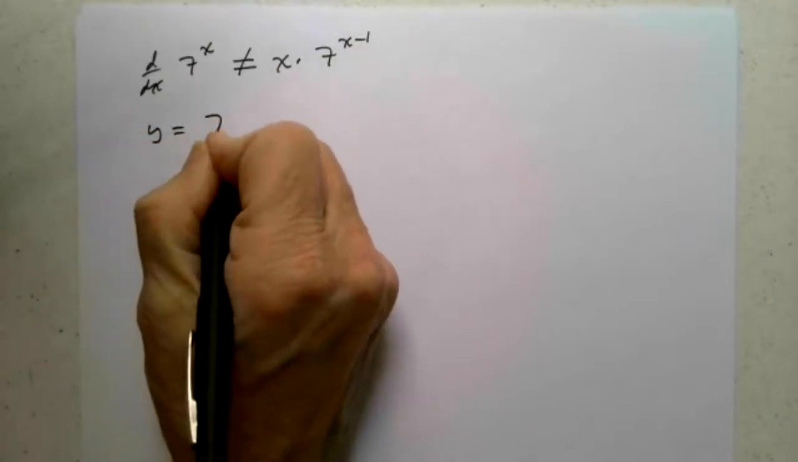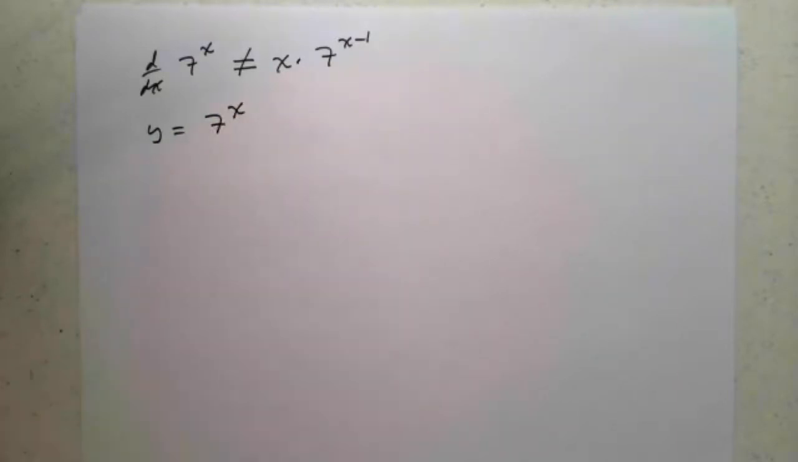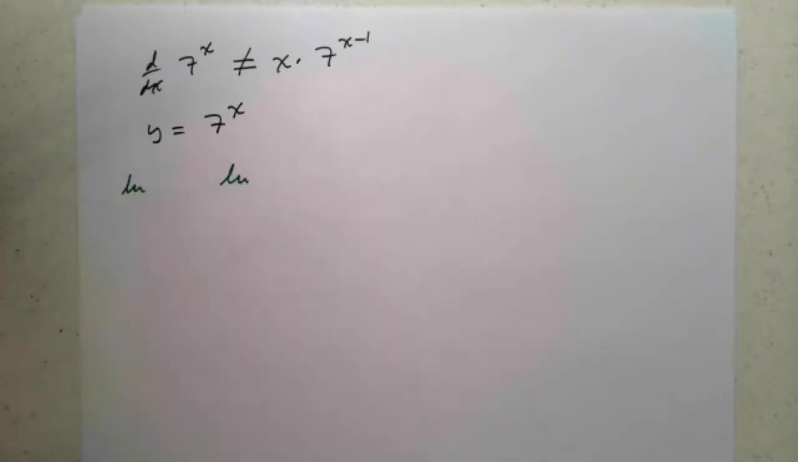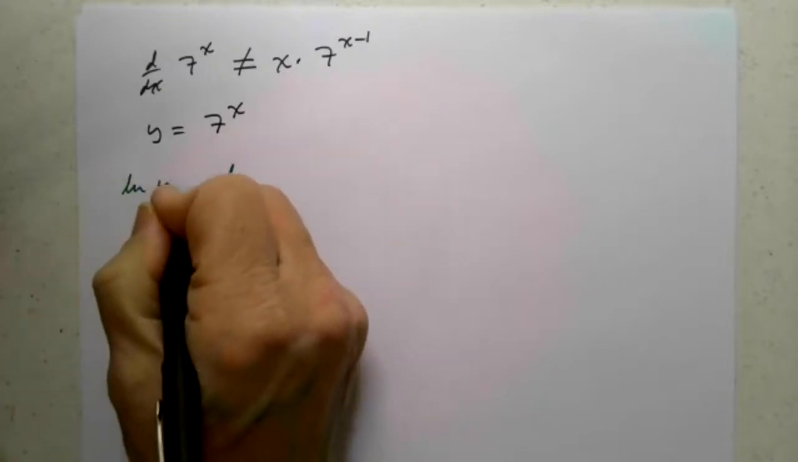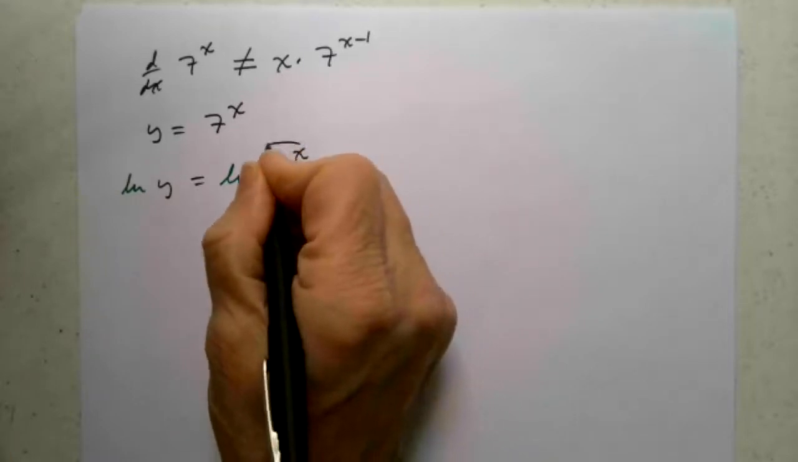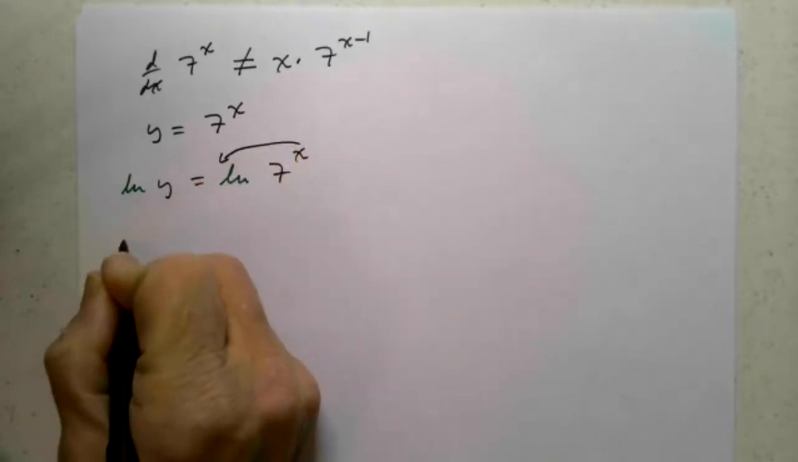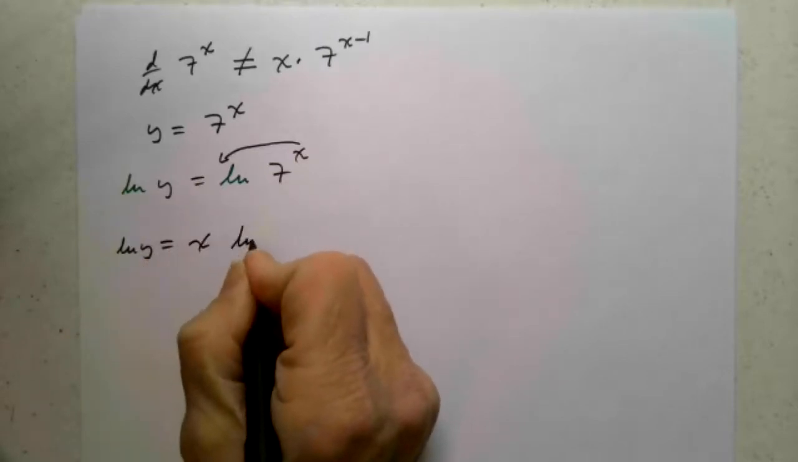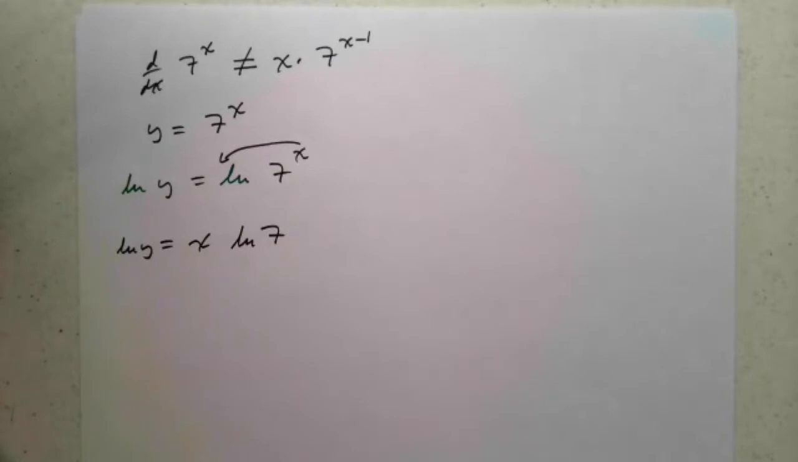We're going to say y equals 7 to the x, and we're going to use logs to help us proceed. So we're going to take the natural log of both sides of the equation. Natural log here, natural log there. So natural log y equals natural log 7 to the x. And then we know we can pull the exponent down in front to say natural log y is x times the natural log of 7.